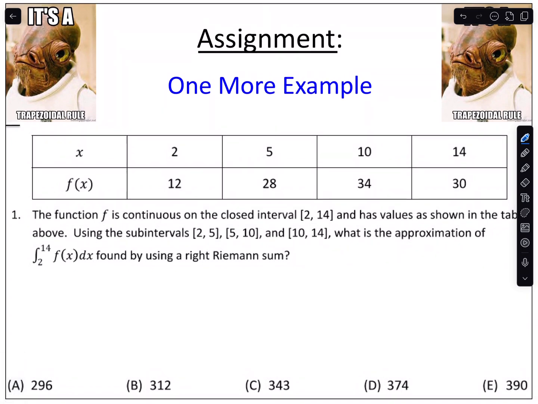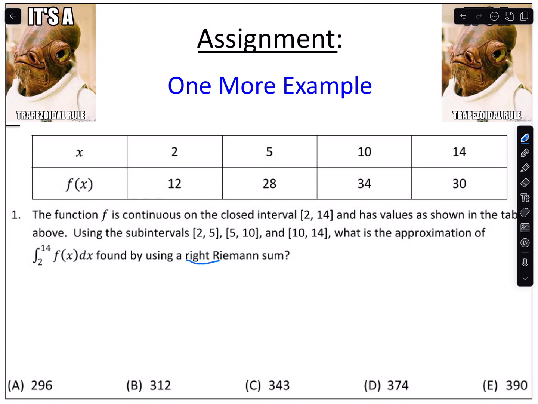So very similar to the first one you're expected to do on the paper. It gives you a table. It goes 2, 5, 10, 14, and it says the function f is continuous on a closed interval from 2 to 14 and has values as shown in the table above. Using the subintervals from 2 to 5, 5 to 10, 10 to 14, what is the approximation of the integral from 2 to 14 of f of x dx by using a right Riemann sum?